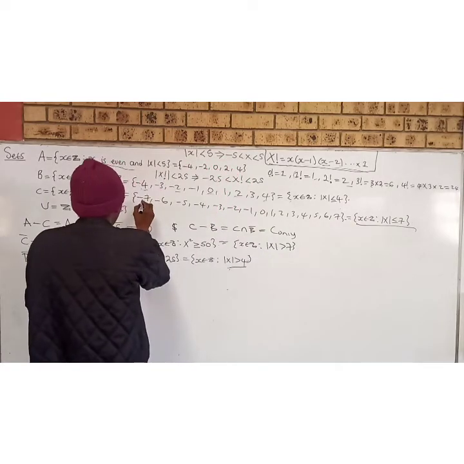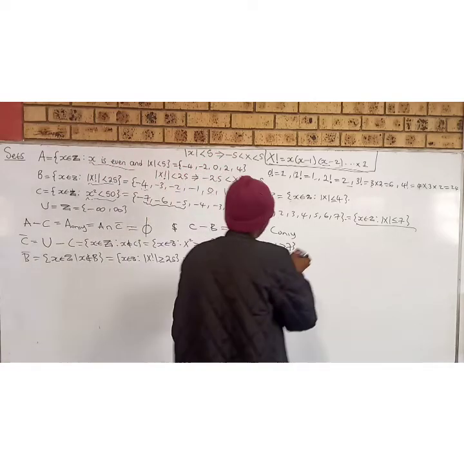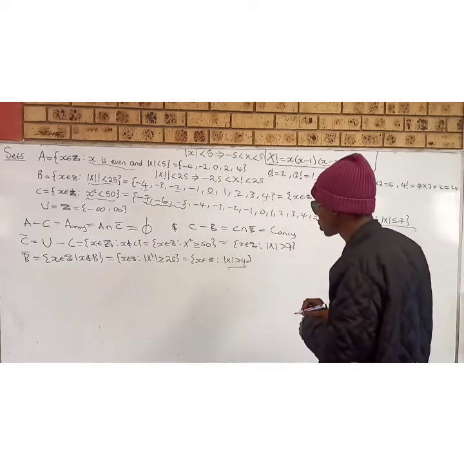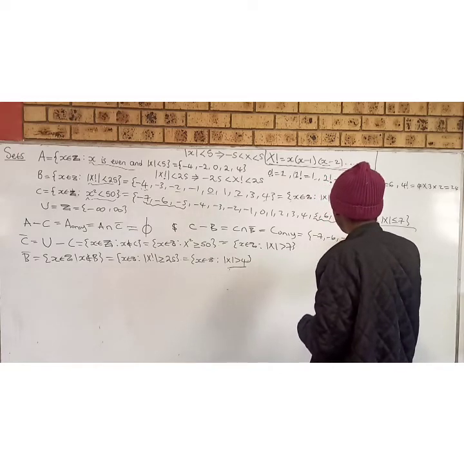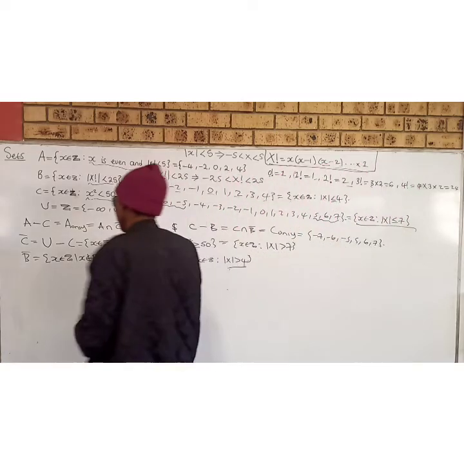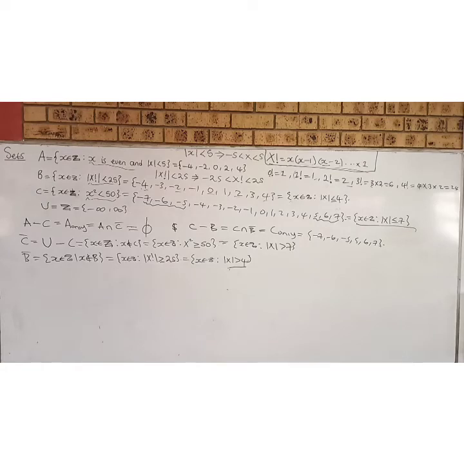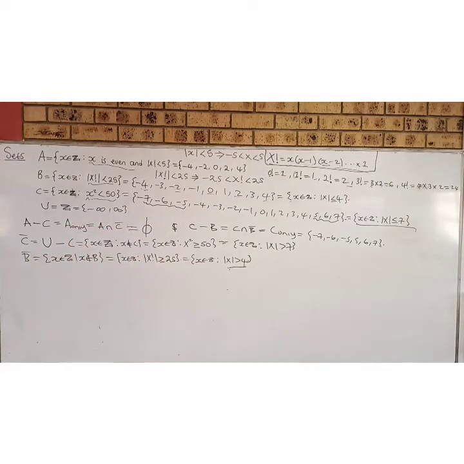So if we check, negative, this part is not in B, and this part is not in B. So C only is just defined by negative 7, negative 6, negative 5, 5, 6, and 7. That's how our set is defined. So nothing more I can do on this. It's a matter of understanding how sets operate. So here we just resulted with a theorem which is very much helpful.